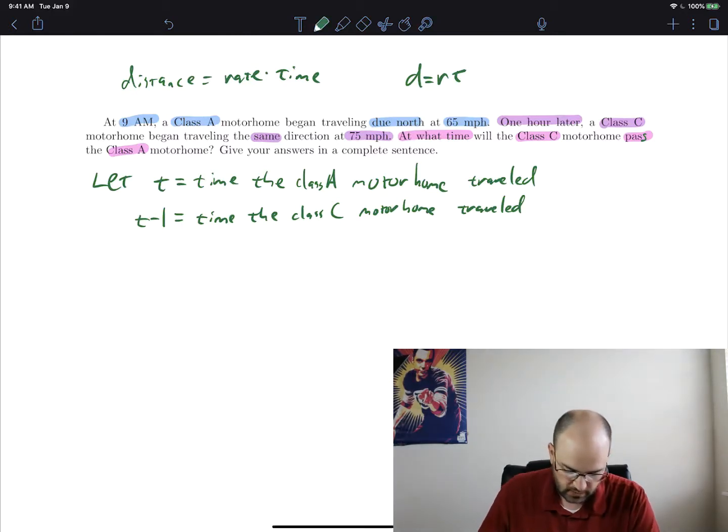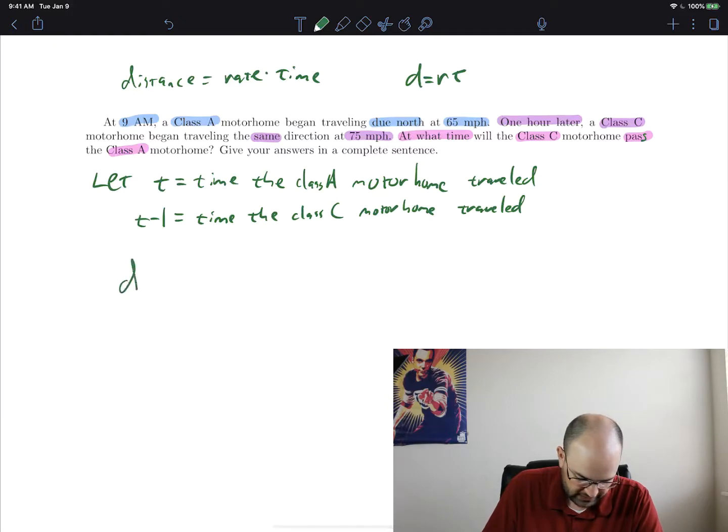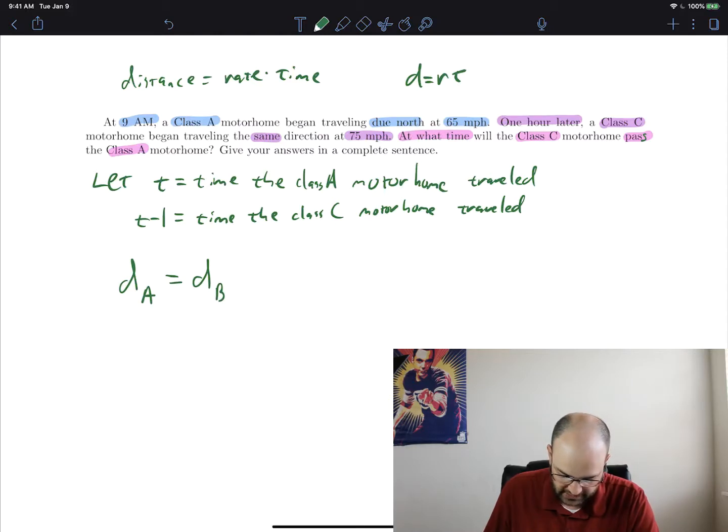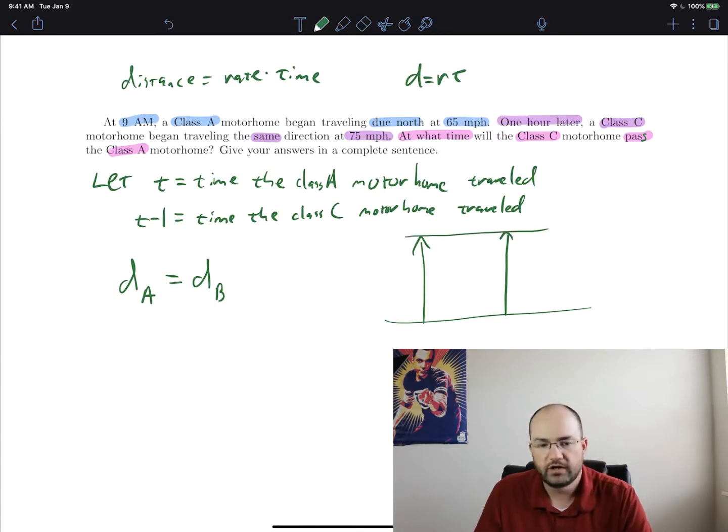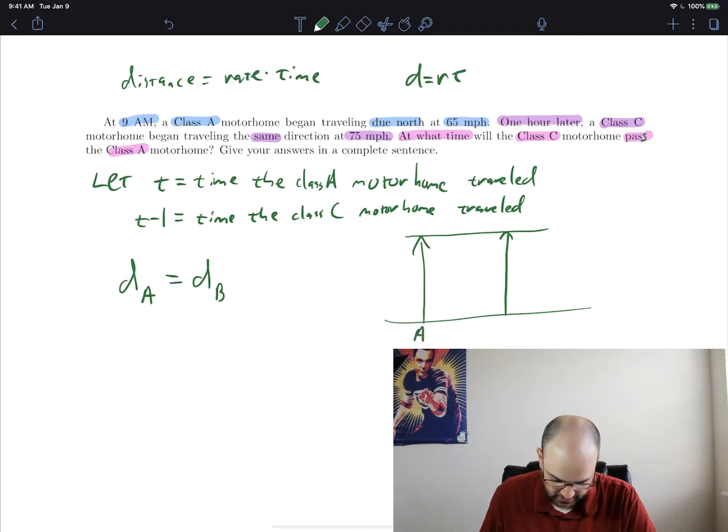Okay, so what we want to know is when is the distance for A equal to the distance for C? The reason that we know that is because they're both traveling due north. We want to know at what time they will have traveled basically the same distance. In other words, that would be when Class C is passing Class A, because Class C is traveling faster than Class A. Now remember, Class A began at 9 a.m. and Class C began basically at 10 a.m.